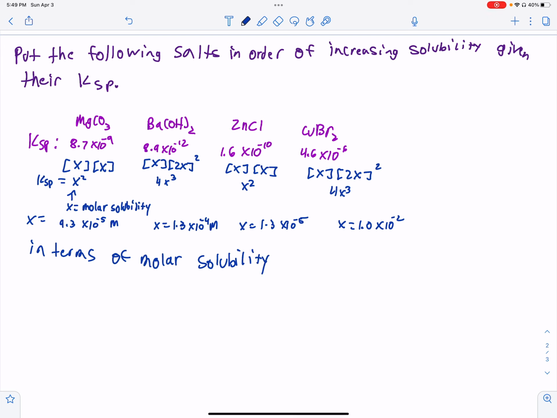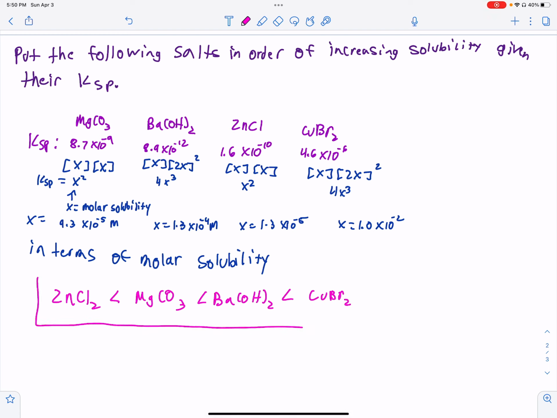The smallest number is going to be the least soluble. The biggest number will be the most soluble. So here the smallest number is the one for zinc chloride, so this would be the least soluble. Next would be the number for the magnesium carbonate, that's the second smallest. The next would be the one for barium hydroxide, which is almost as big as the biggest one. And then the copper(II) bromide is the most soluble because it has the biggest Ksp. Okay, so that would be our answer here. This is a very common question that they will ask.